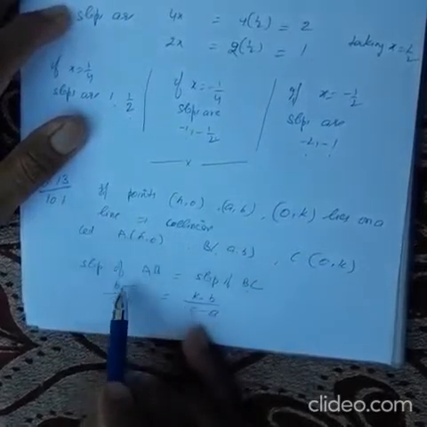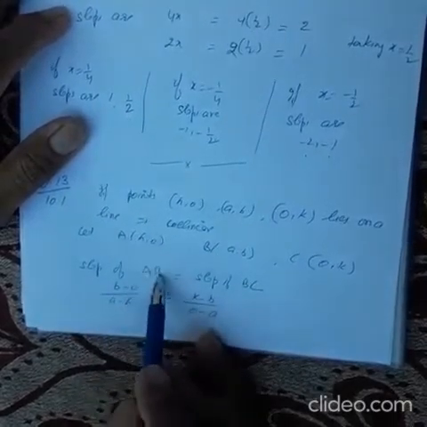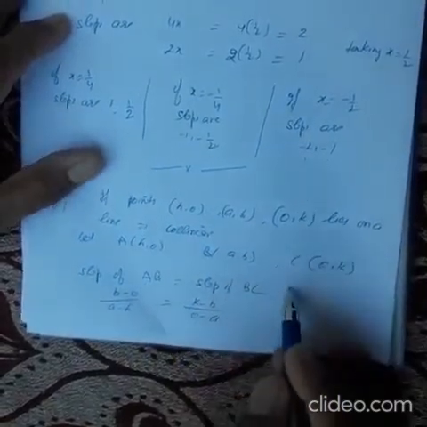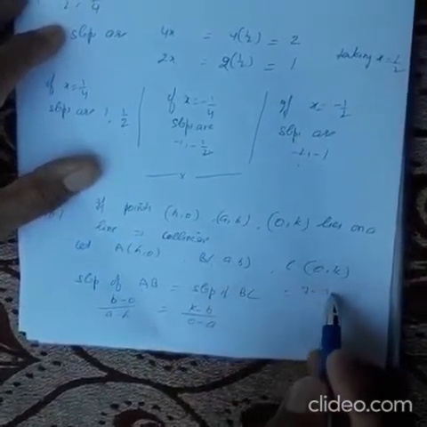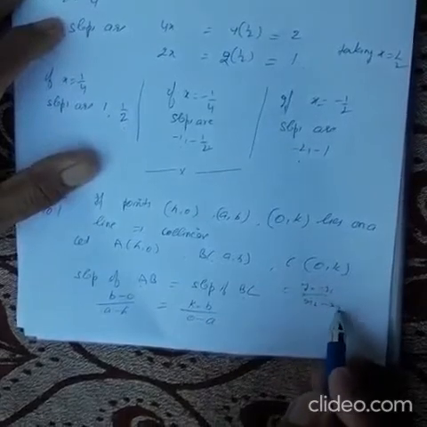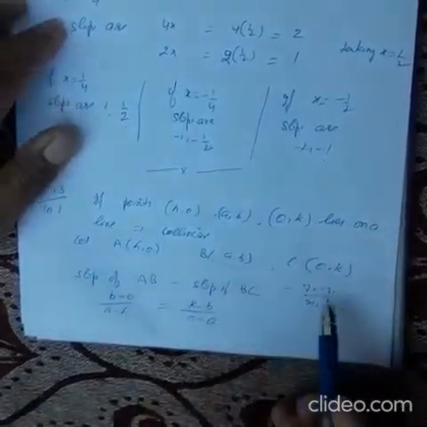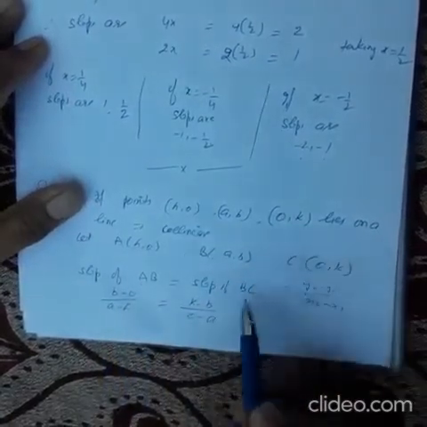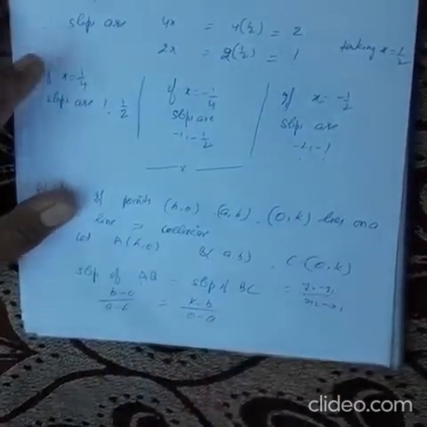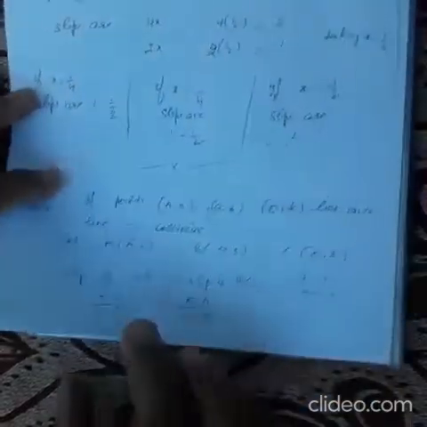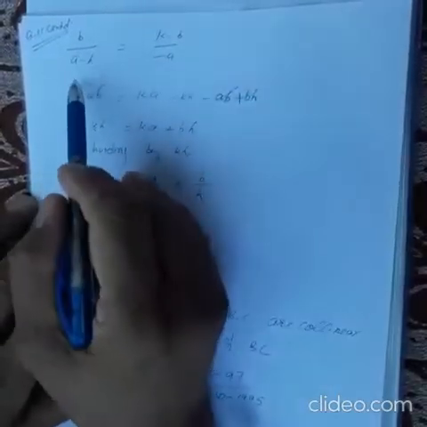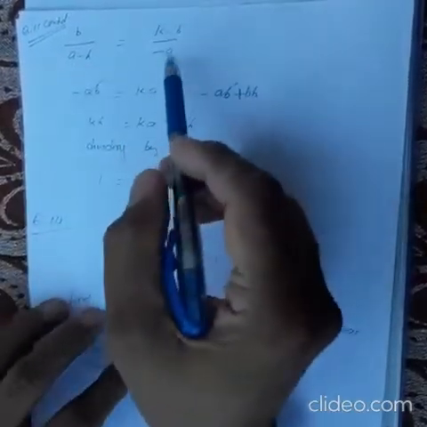Consider point A as (x1, y1) and point B as (x2, y2). Use the formula y2 minus y1 upon x2 minus x1. Using this formula, this is b minus 0 upon a minus h. Similarly, k minus b upon 0 minus a. So we have to calculate. After calculation, b upon a minus h is equal to k minus b upon minus a.